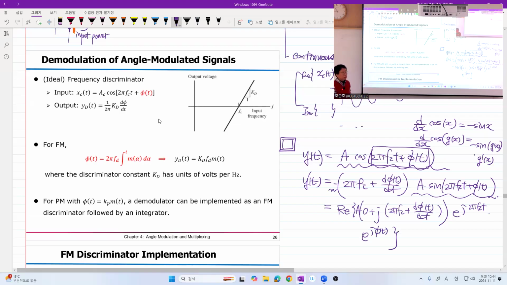Am I right? So here you have negative and sine something. So you can put this one here in the pure imaginary part. And you have e to the j2 pi fct. And you have e to the j phi of t. Am I right? So this is the complex envelope.